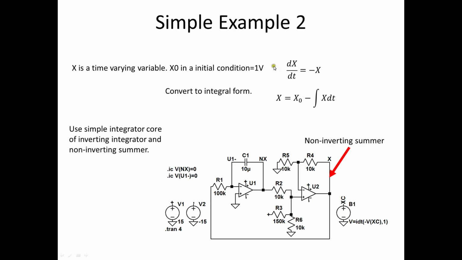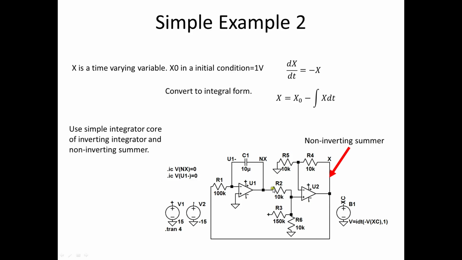Now let's do a different example where we have a derivative of x equal to minus x. So I convert that into integral form. I use this simple integrator core again. Now we've already designed this for a time constant of 1, but now we are going to keep this inverted. So if this is a minus, and we put it through a positive summer, it's going to still be minus. If I have a positive voltage now here, it will keep it a positive voltage.